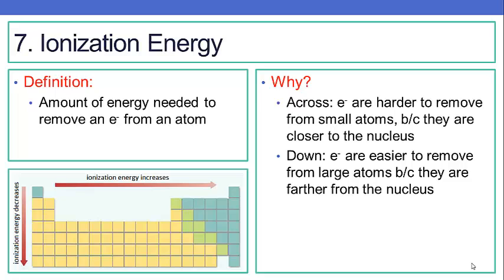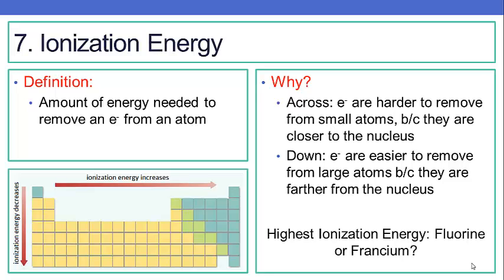As we go down, those atoms are getting bigger because there's weaker attraction, so it's easier to rip away an electron, so I don't need as much ionization energy to achieve that. So the highest ionization energy is going to be the atom which has the strongest attraction between electrons and protons in the nucleus. So that's going to be fluorine with its minimal amount of shielding and lots of protons.